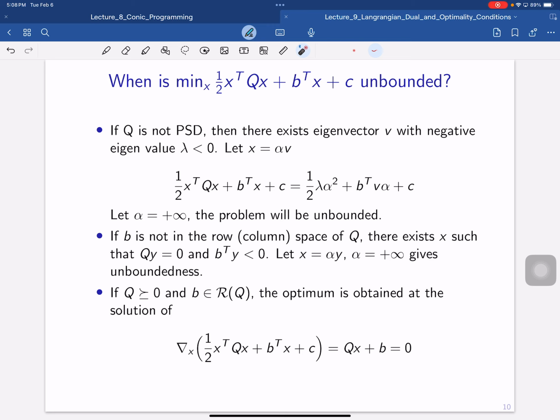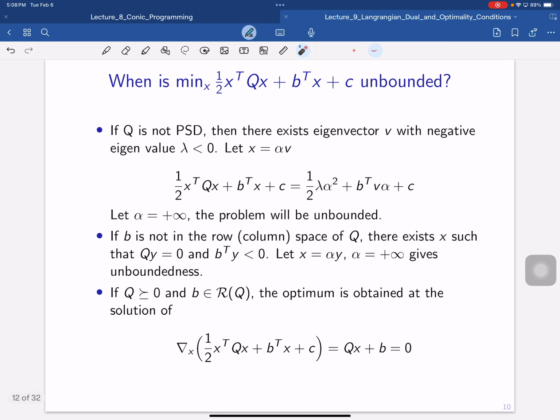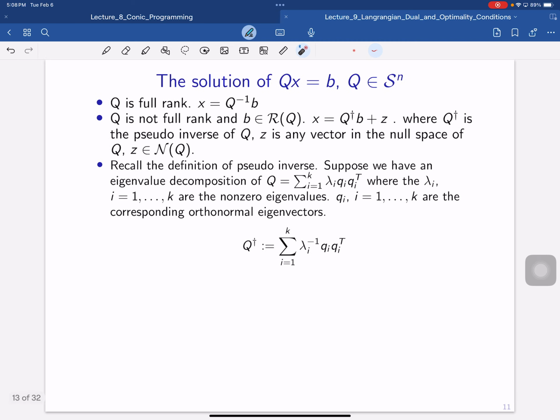Okay, are those three bullet points clear? If not clear, maybe you want to read your notes from your linear algebra class and then revisit that. So now we are left with this question: how do we solve these linear systems? The next slide is also going to be a review of linear algebra.